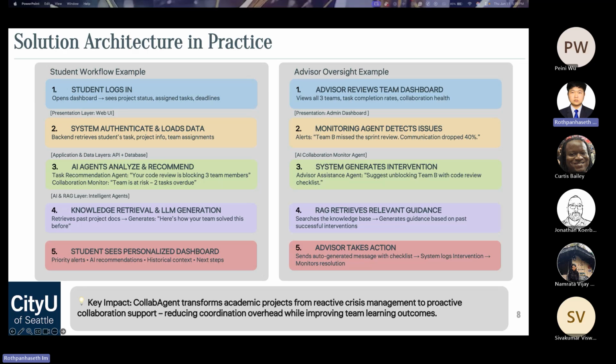Now consider an advisor. The advisor dashboard aggregates team health information across multiple projects. Monitoring agents identify warning signals such as missed milestones or declining communication activity. The system then generates intervention recommendations based on historical project outcomes and retrieved knowledge. This proactive behavior is the central innovation of CollabAgent. Instead of reporting problems after they occur, the system helps prevent them.